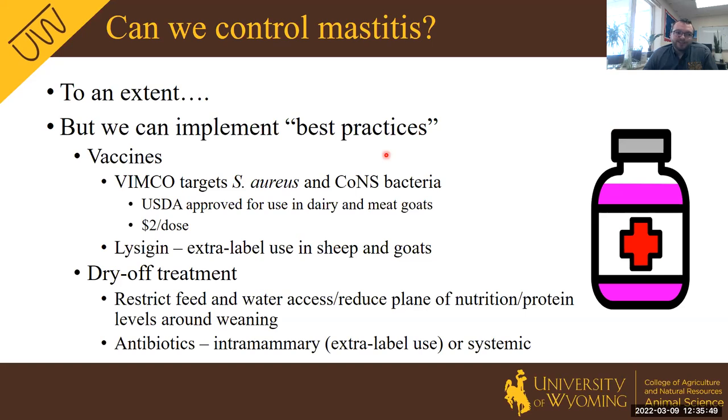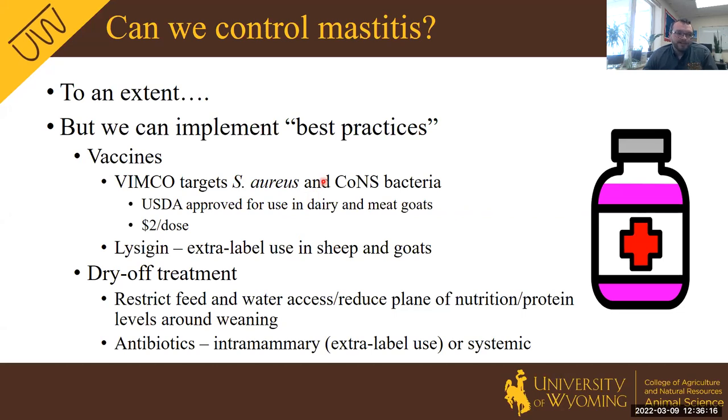There have also been some vaccines developed that target some mastitis pathogens. This Vimco vaccine has been approved by the USDA for use in dairy and meat goats. And this specifically targets our Staphylococcus bacteria. It's about $2 per dose. And then this Lysigin vaccine requires extra label use in our sheep and goats. And again, it just targets a few specific mastitis pathogens.